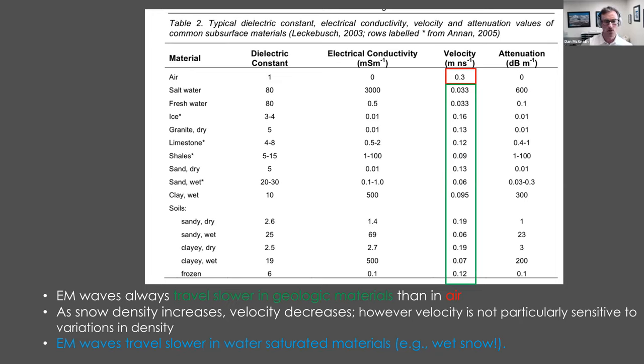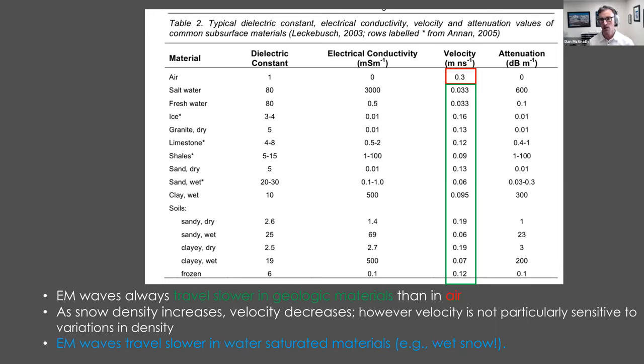So the first thing to note is that our EM waves are always gonna travel slower in geologic materials than in air. In air and a vacuum, it's going to move at 0.3 meters per nanosecond or 3 × 10⁸ meters per second. So as you increase the amount of material in the snowpack, and this material is ice, so the snow density is going to increase, your velocity is going to decrease.